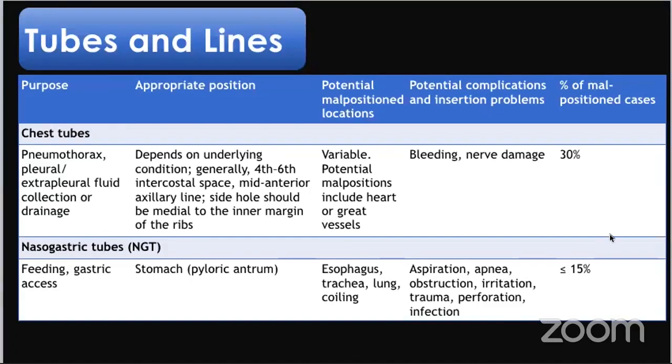The nasogastric tube is used for feeding. The appropriate position is in the stomach, in the pyloric part of the stomach. The malposition may be high, maybe in the upper esophagus, maybe in the trachea. Complications: aspiration, maybe causing trauma as well. Malposition is less than 15%.